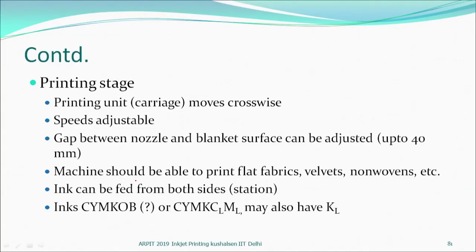The printing stage has a carriage which moves crosswise. The fabric may be moving in this way, and the print head moves perpendicular to that. Speeds are adjustable. Another thing which we talked about was the gap. The gap between the nozzle and blanket surface can be adjusted.